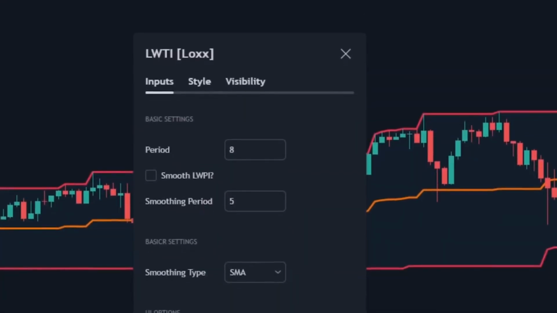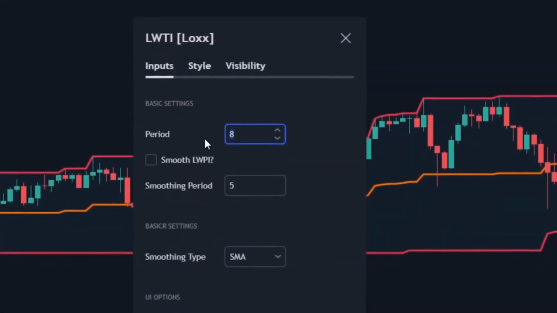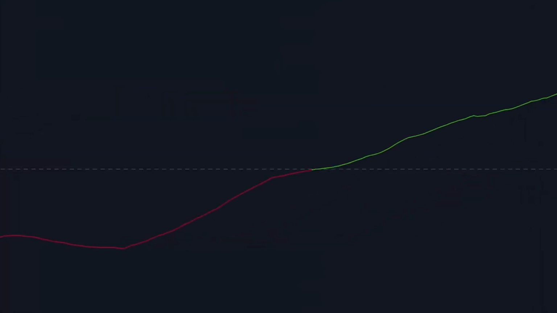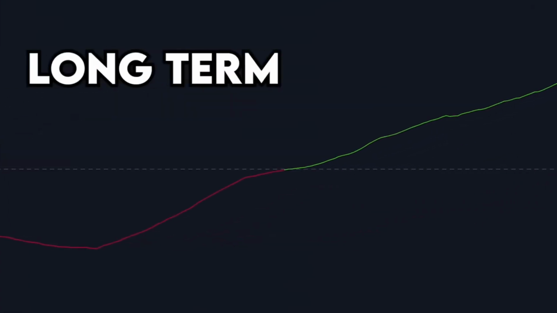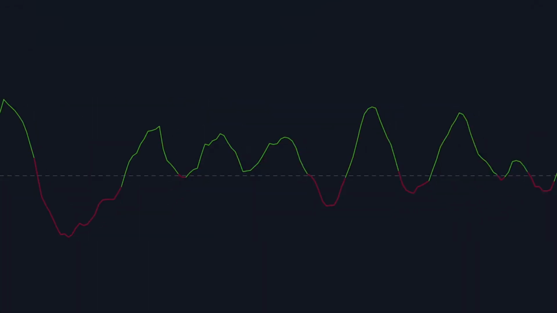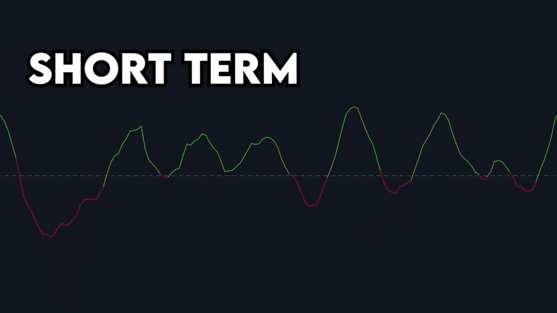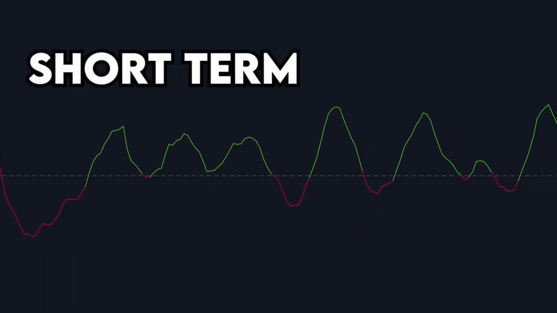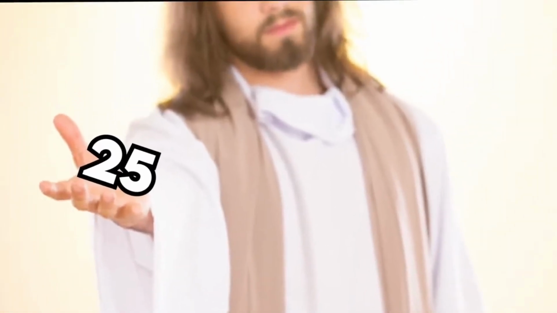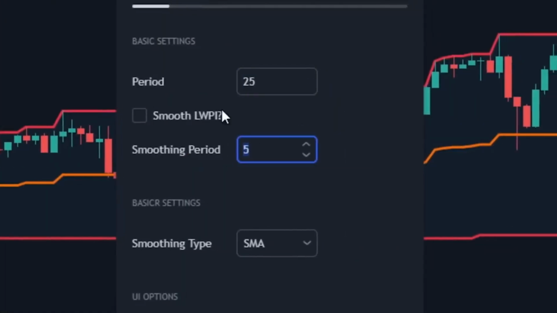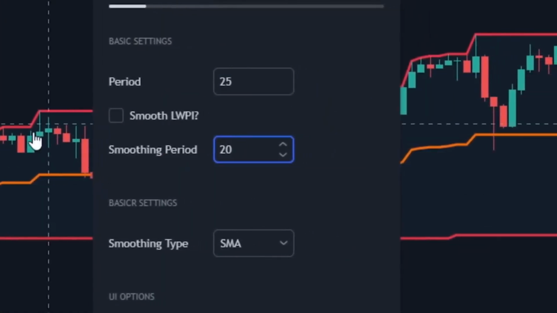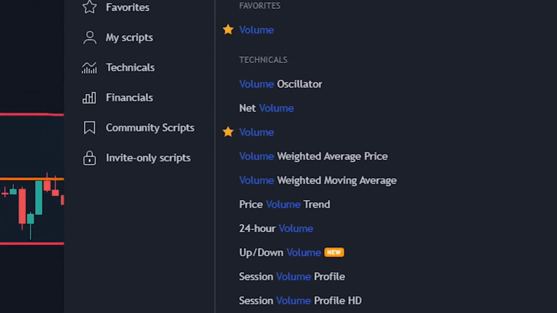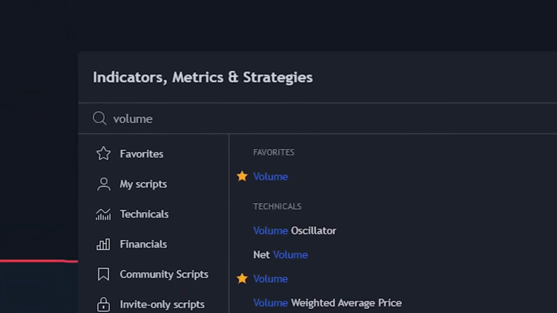Once you have it added, go to the settings of the indicator and change the period to 25. The higher this number is, the more long-term trends it'll look for. If you're looking for confirmation for shorter term trends, a smaller number is better. I found 25 works the best at a 5-minute time frame. Then you're going to want to change the smoothing period to 20. Then for the final indicator, add a simple volume indicator.